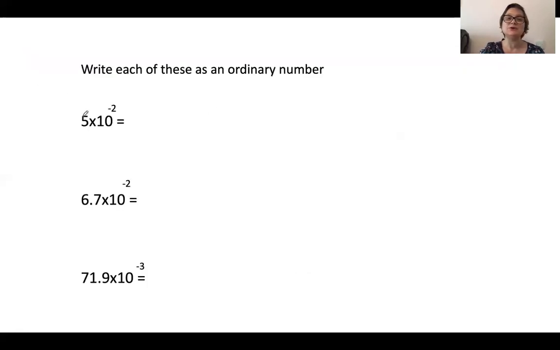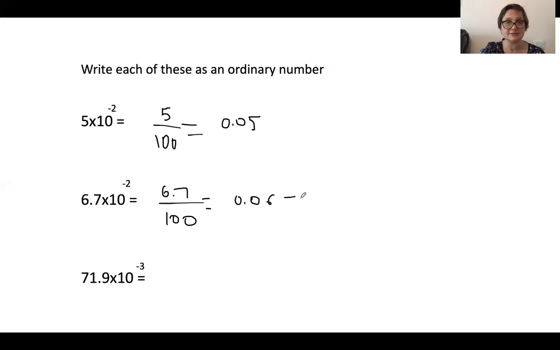Now, here we are going to write each of these as an ordinary number. Again, why don't you express these as fractions? So we have 5 times 10 to the power of minus 2, which is actually just like that. And then you divide 5 by 100, it becomes 0.05. Same for this one here. Rewrite it as a fraction. 10 to the power of minus 2 actually is 100 in the denominator. And so divided by 100 is going to be 0.067.